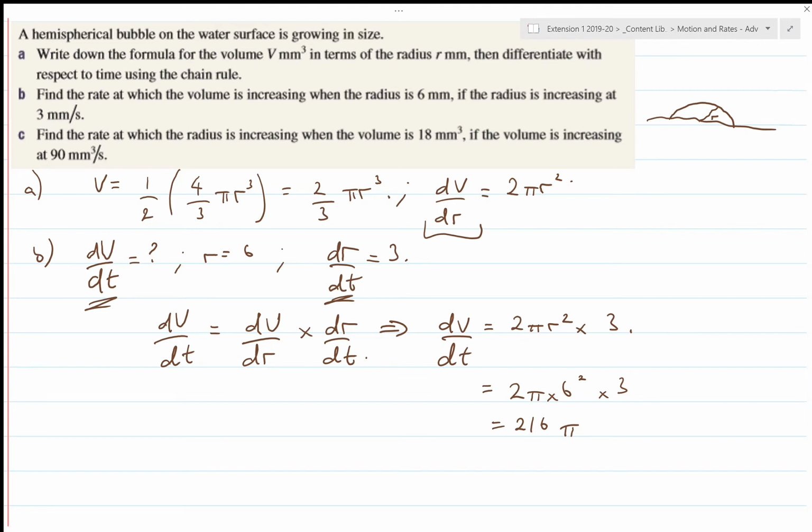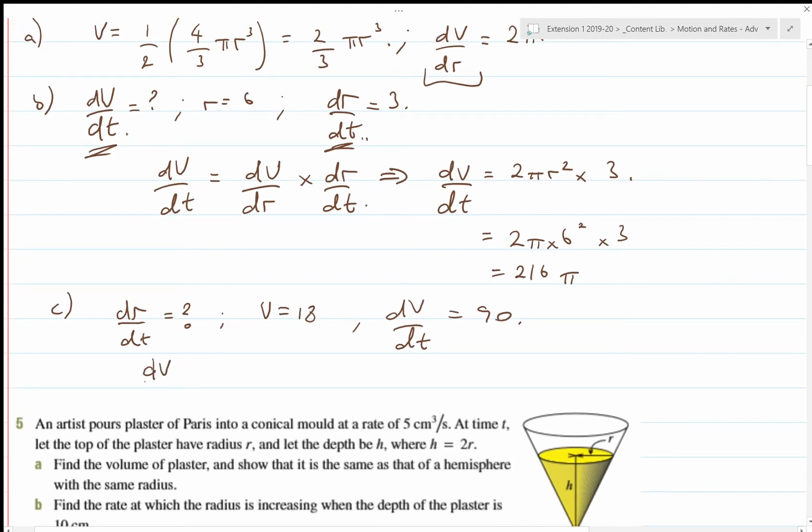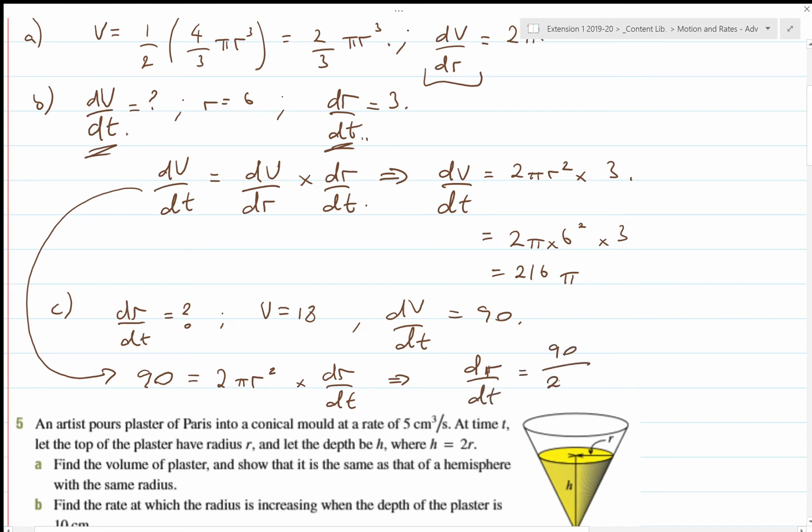Find the rate at which the radius increases. So dr/dt is the question mark, when the volume is 18, and the volume is increasing at 90. Okay, so they basically got the opposite. We want dr/dt given dV/dt. So we could use the same equation. So I get 90 is dV/dr, which is 2 pi r squared, times the thing that I want to know. So the thing that I want to know is 90 divided by 2 pi r squared.